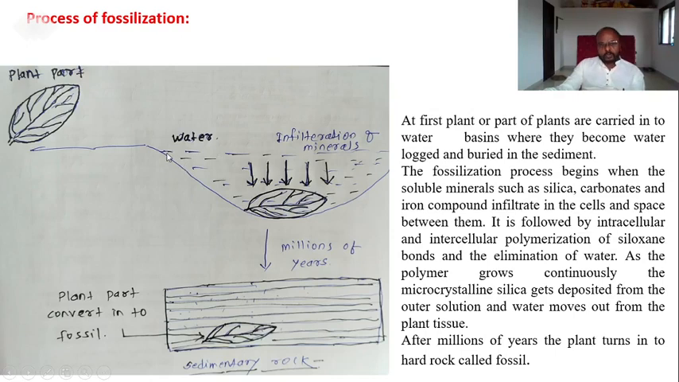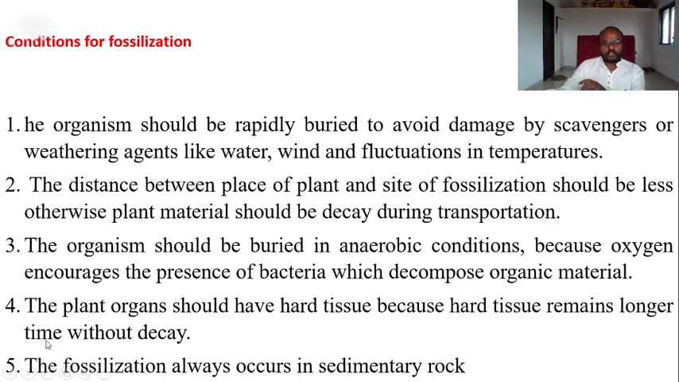That means the whole water body is turned into rock due to deposition of sedimentary particles, and this is called sedimentary rock, and inside this sedimentary rock there is a leaf or plant part. This is called the process of fossilization. After millions of years, when human beings dig out this earth, we get such a rock with the fossil plant. So this is the process of fossilization.